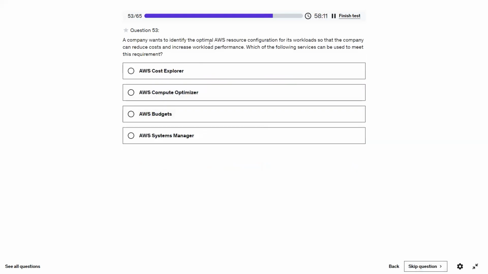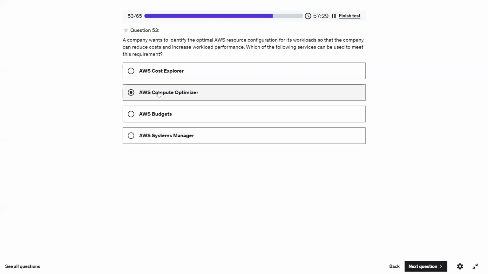A company wants to identify the optimal AWS resource configuration for its workload so that it can reduce the cost. So we can use Compute Optimizer. Compute Optimizer is a service that works on Lambda, EC2, and Auto Scaling groups. What will it basically do? Let's suppose you are using an EC2 instance, maybe an M5 2xlarge with 128 GB of RAM, but you are just running a very simple hello world web application. For that, you don't need so much computing, so you could run it even on a T2 tier instance, right?